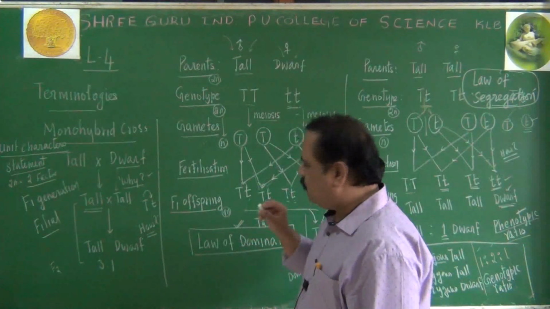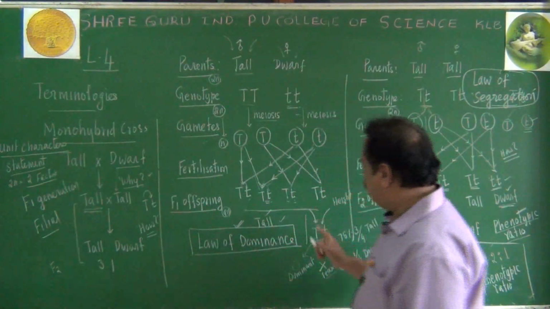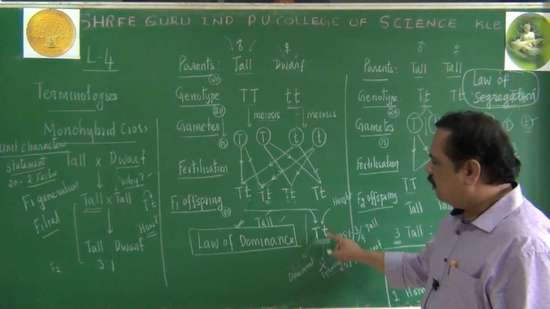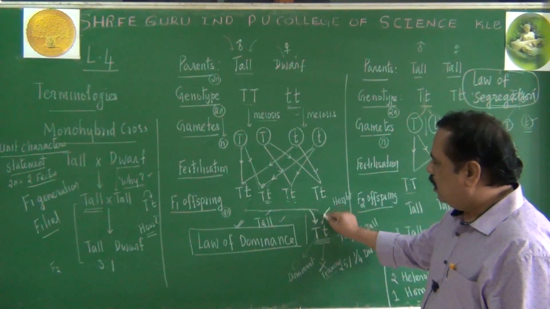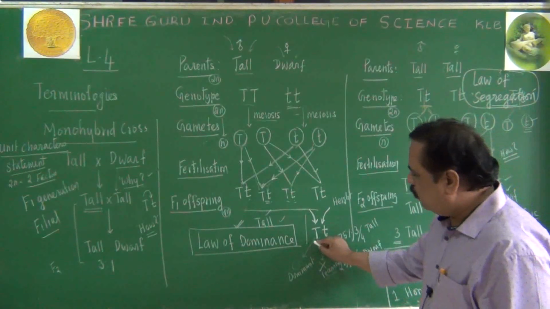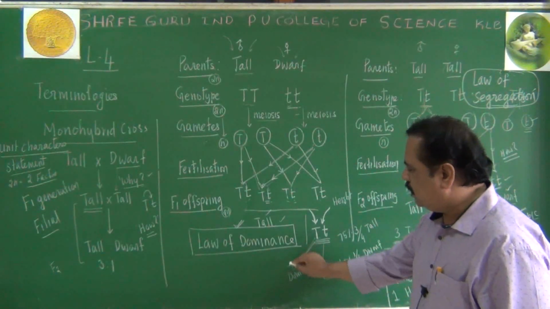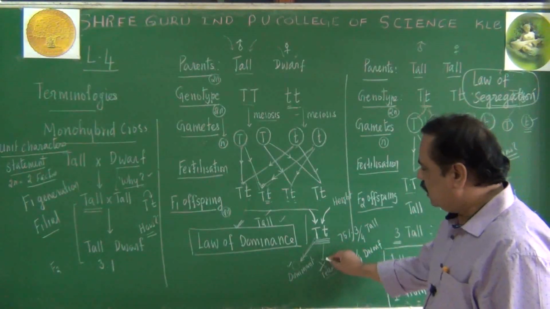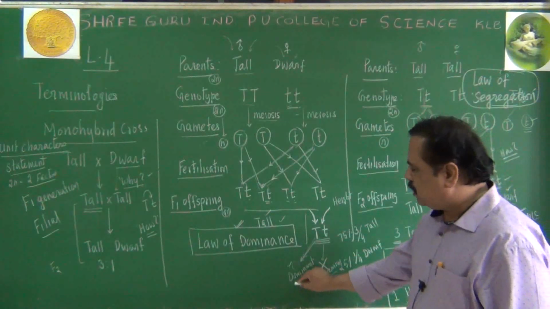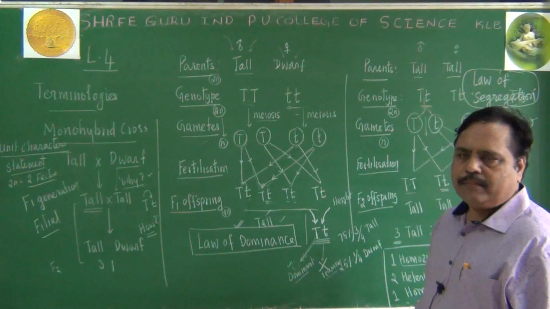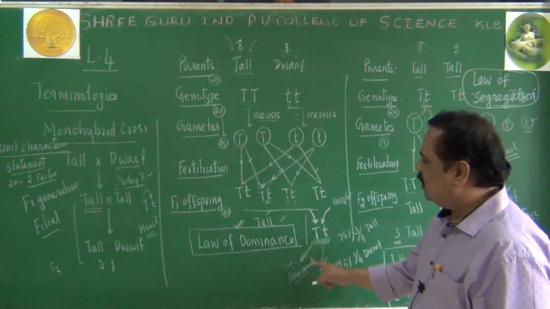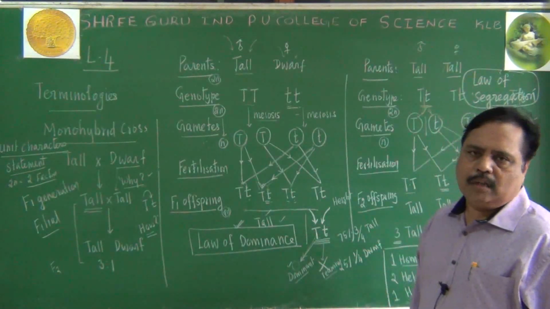Let me repeat the law of dominance again. When two different alleles representing a particular character are brought together in a hybrid, only one of them will be expressed phenotypically and another one will be suppressed. The allele which is expressed is called a dominant allele. The allele which is suppressed is called a recessive allele, and this phenomenon is called law of dominance.